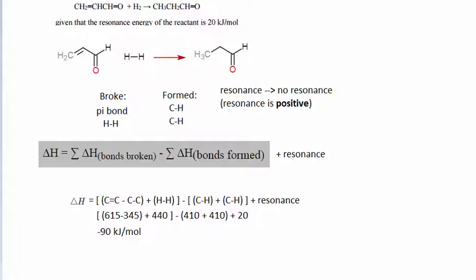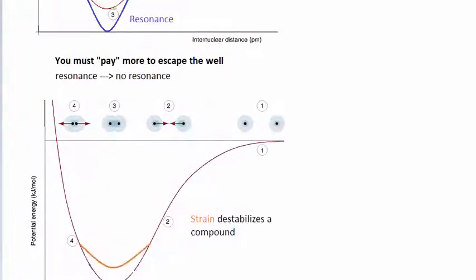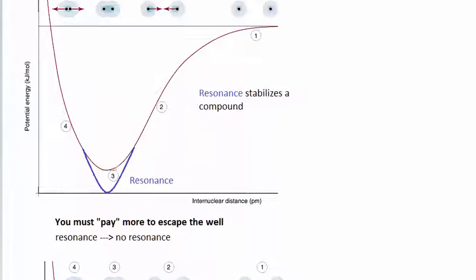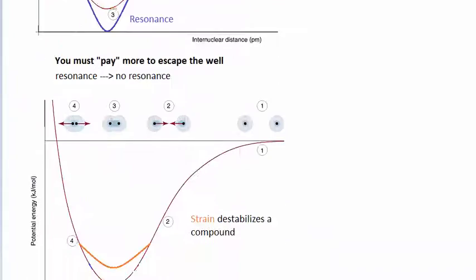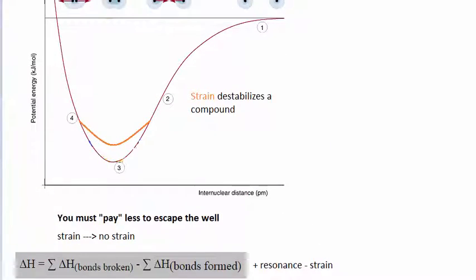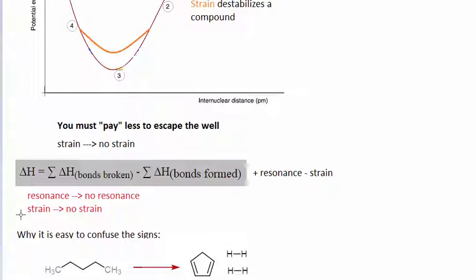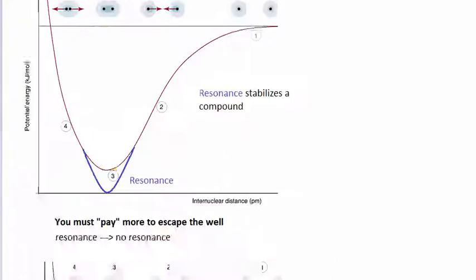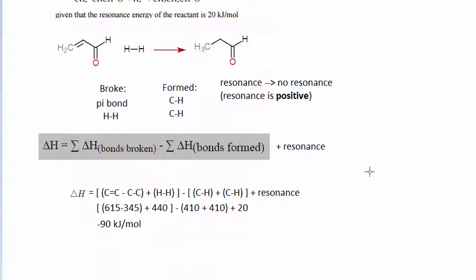All right, hopefully that cleared things up for you. I tried not to overcomplicate it. The take-home message is really to understand this equation here, understand the argument why bond breakage is positive, bond formation is negative, and why, if we're going from resonance to no resonance and strain to no strain, we take this sign convention here. If you understand this, you should be able to get any bond enthalpy question correct on the exam. So good luck.